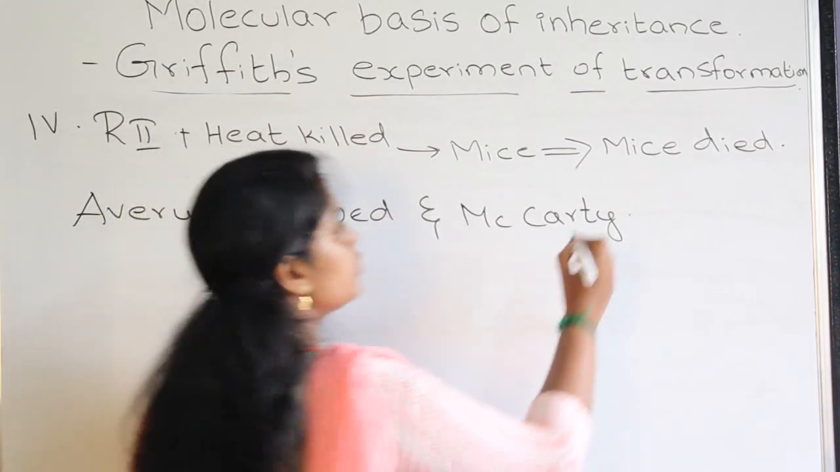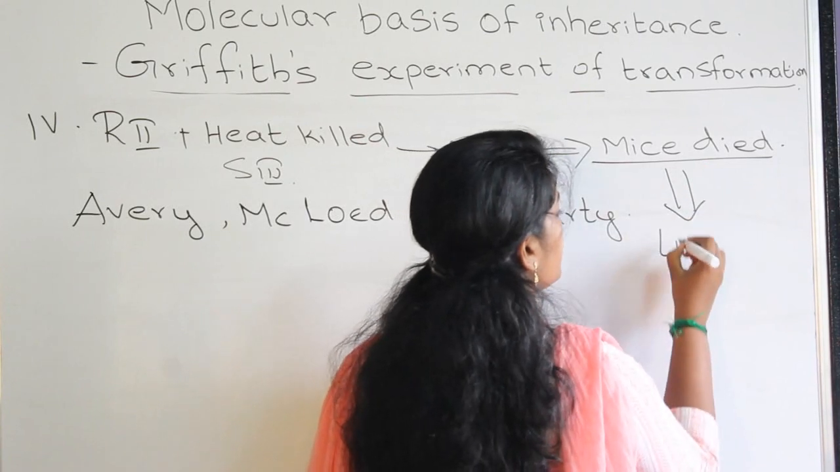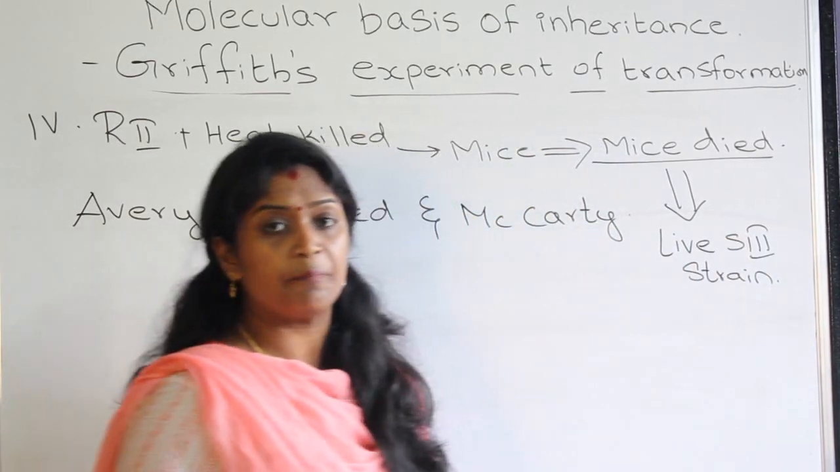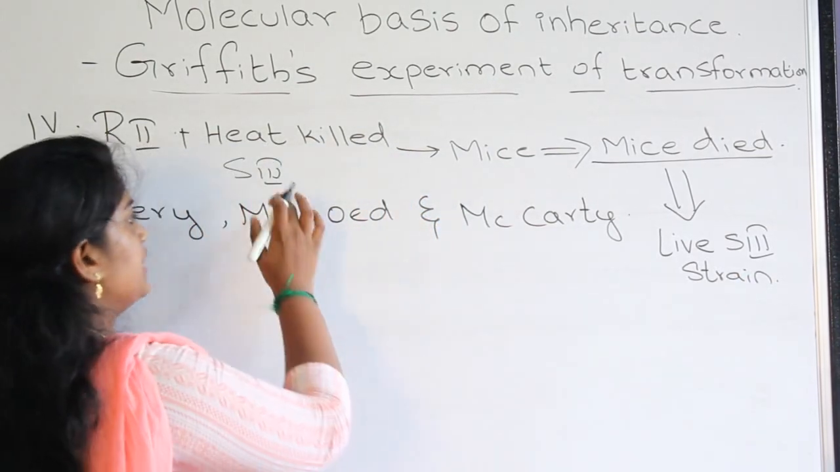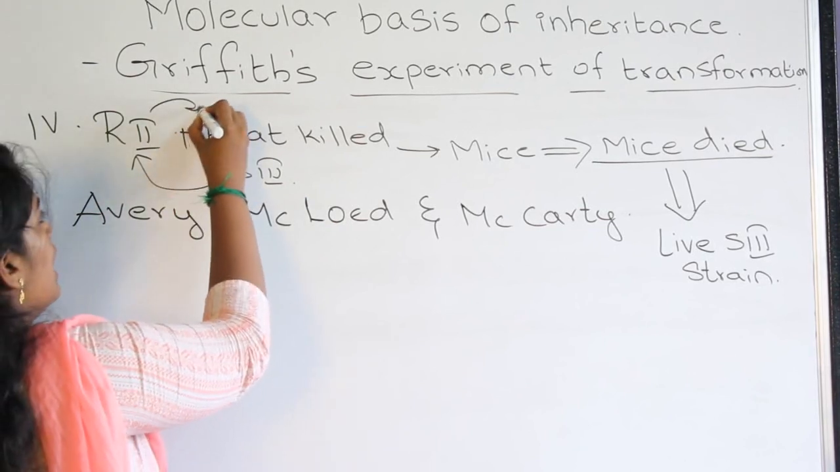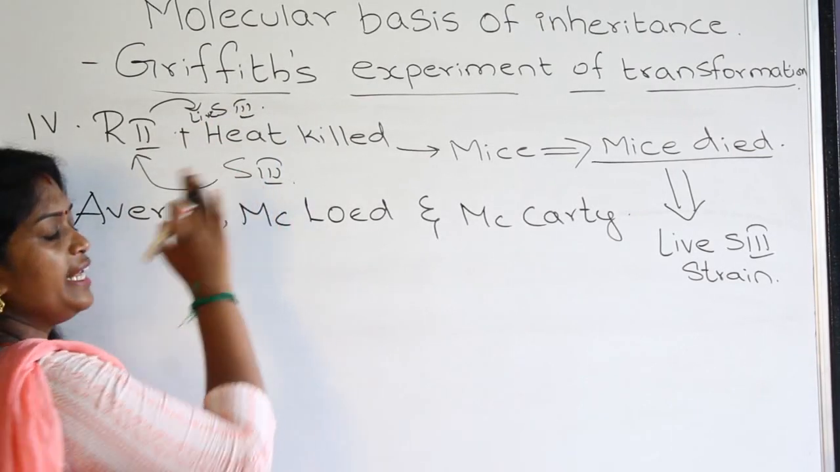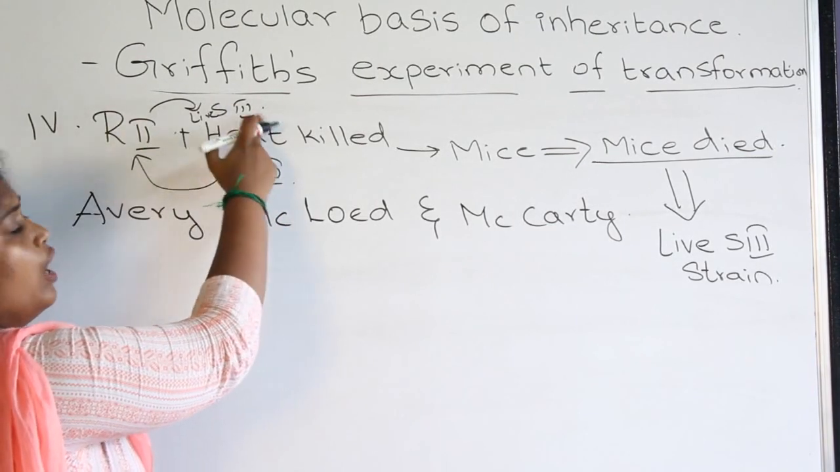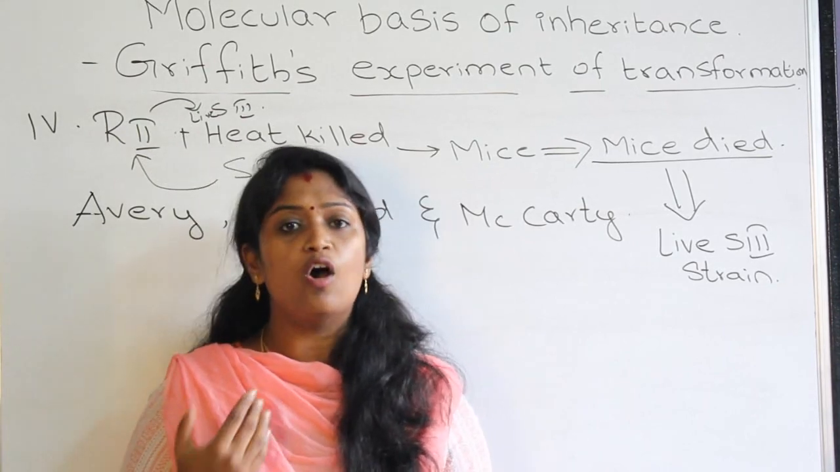material. They took the tissue of the dead mice and analyzed it. They found that the tissue contained live S3 strain of Streptococcus pneumoniae. Seeing this, they concluded that some material in the heat-killed S3 strain transformed live R2 strain into live S3 strain. It may be any biological material such as protein, DNA or RNA.